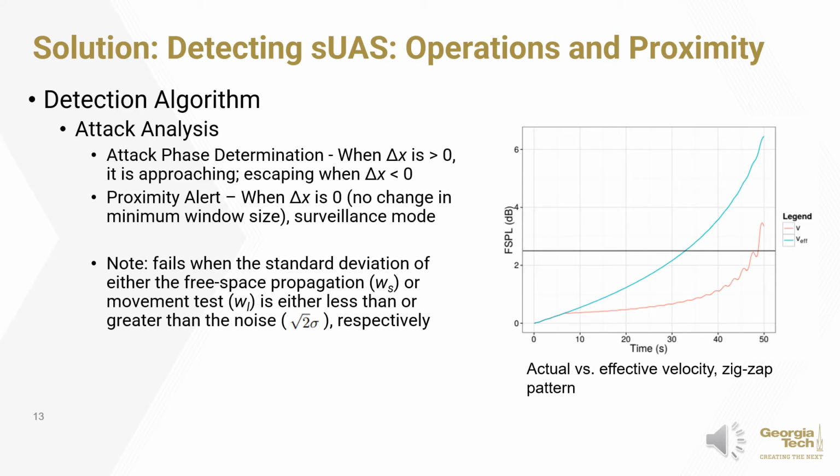There's no change in the minimum window size, as the SUAS is now in surveillance mode. Please note that it will actually fail if the standard deviation of either the free space propagation test, WS, or the movement test, WL, is either less than or greater than the noise, respectively. As you can see on the right, we can see the actual versus effective velocity of a zigzag pattern. Due to the effective velocity being much lower than the actual velocity, this will impact our window size and will make it much harder to detect the SUAS.